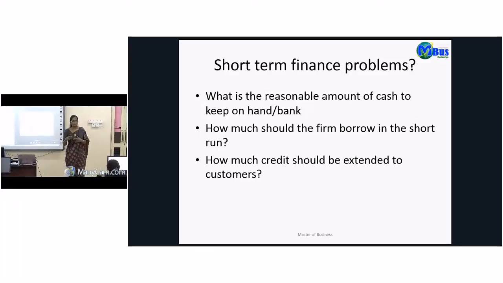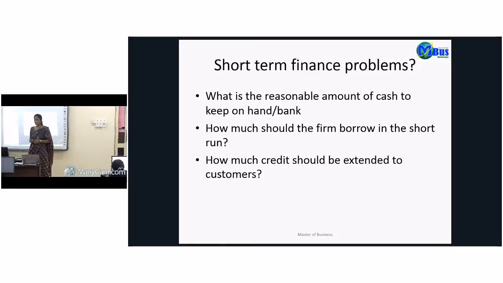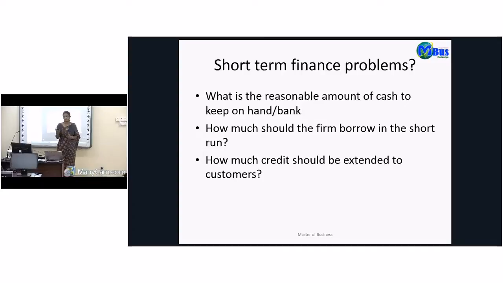Why? This is an urgent expenditure that you have to meet, right? You have to borrow at a very high rate. Somehow you have to meet that expenditure, right? In that case, we have to go for the penalty rates, right? So that is very expensive for the firm. So the firm should decide the right amount for borrowing in the short run, right?